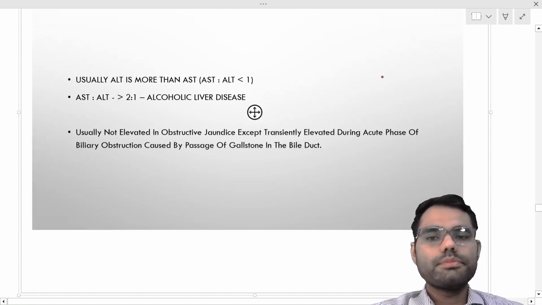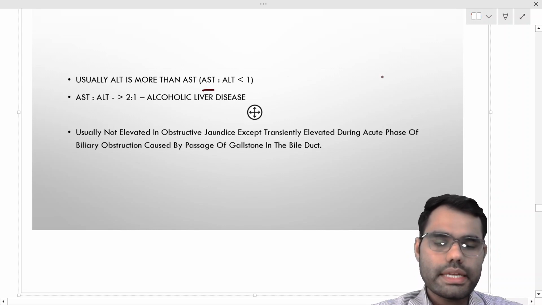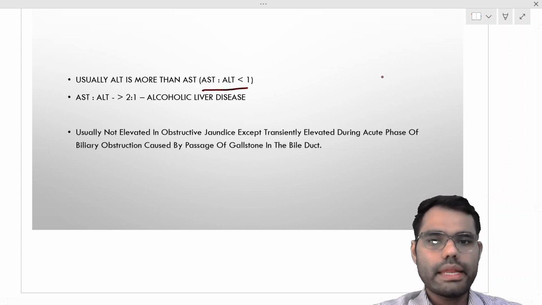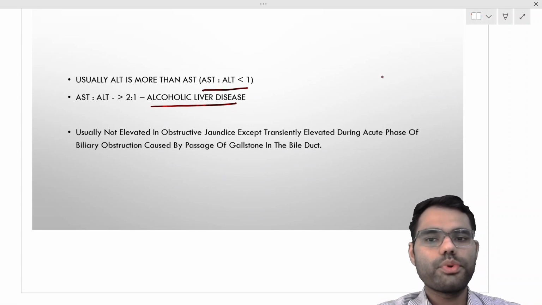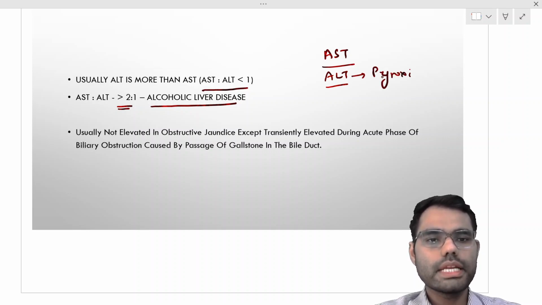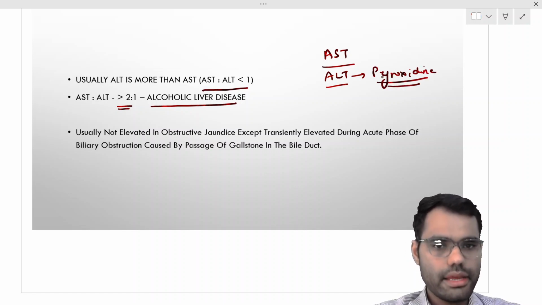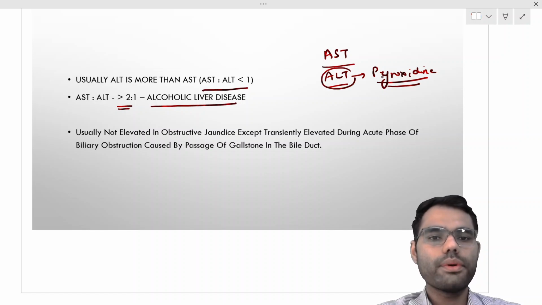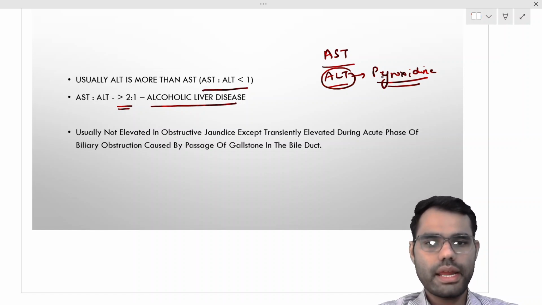And usually ALT is more than AST, so the ratio of AST to ALT is less than 1. But in alcoholic liver disease, this ratio is more than 2:1, right? So this is very specific for alcoholic liver disease. Why? Because ALT requires pyridoxine for synthesis. Pyridoxine is vitamin B6, and alcohol inhibits its absorption in the intestine. Therefore, ALT is low in alcoholic liver disease, causing this ratio to be more than 2:1, right?